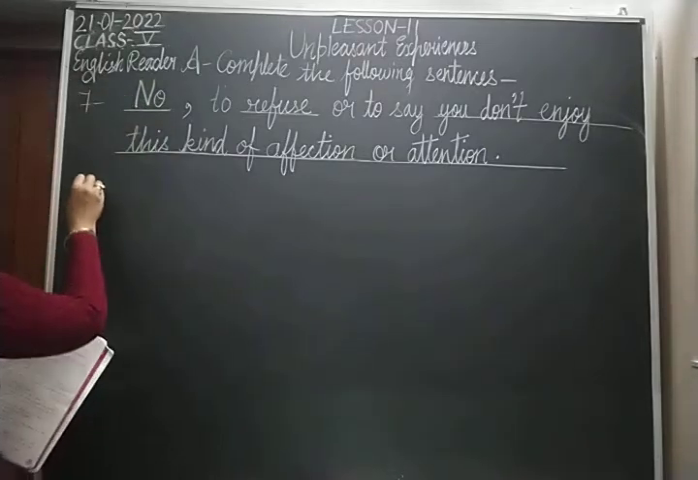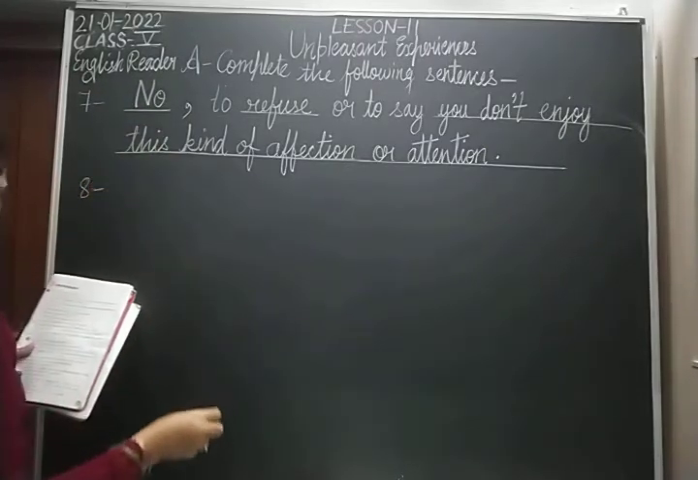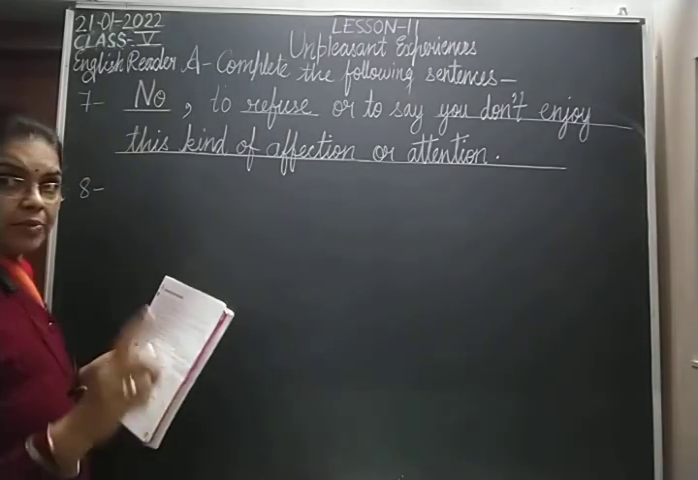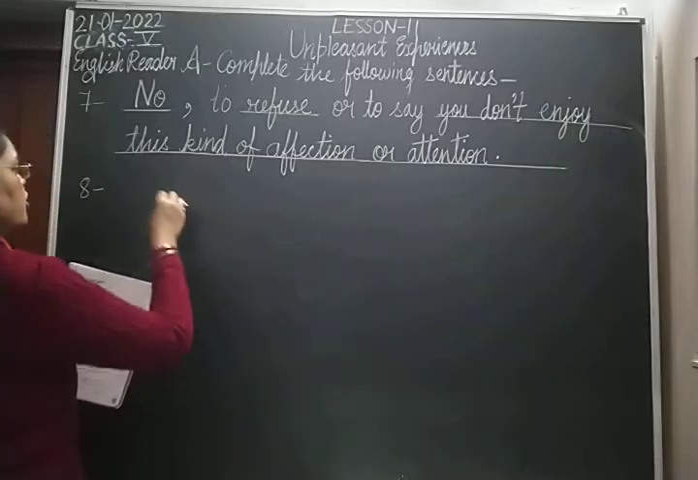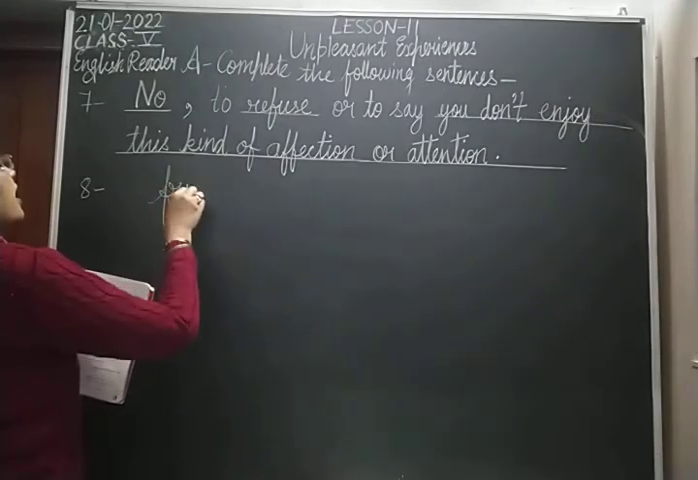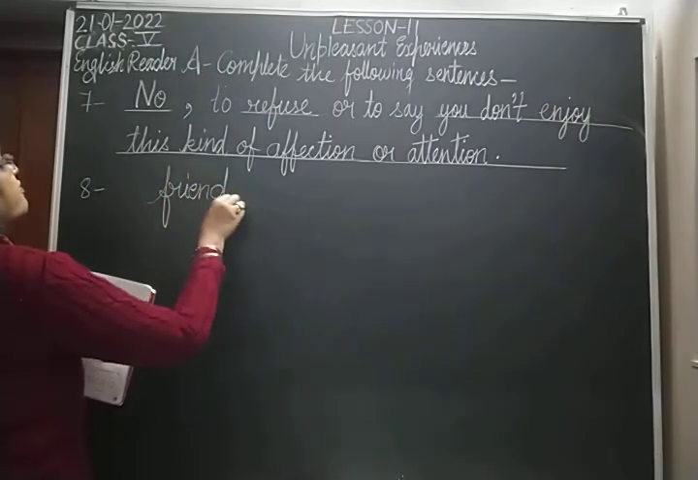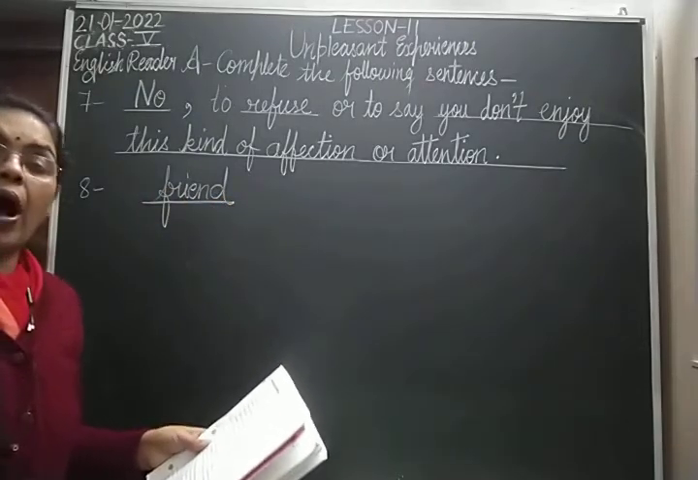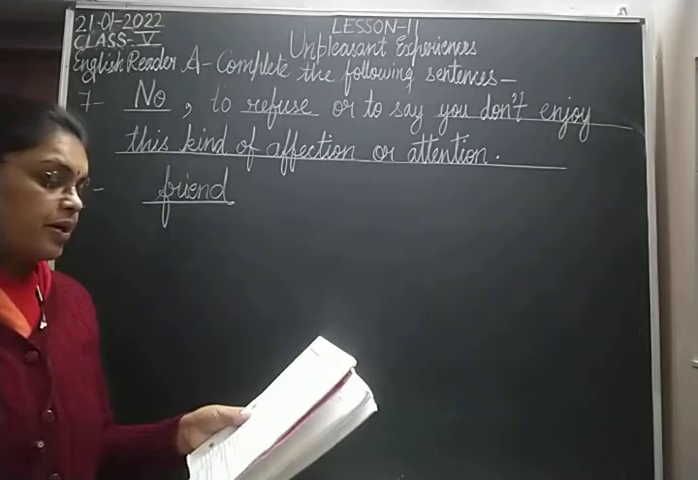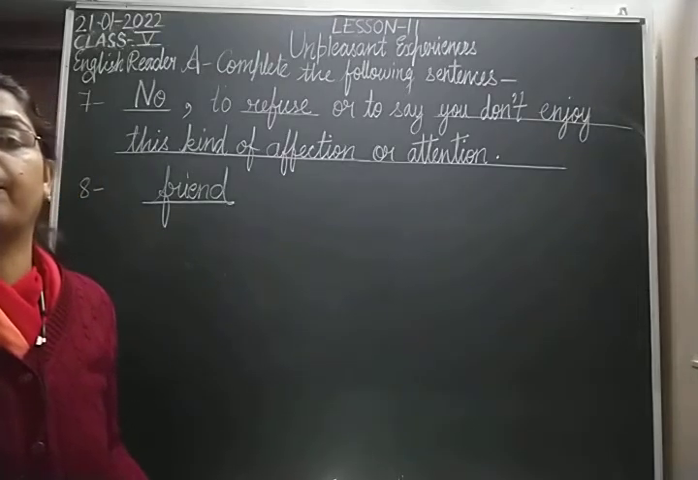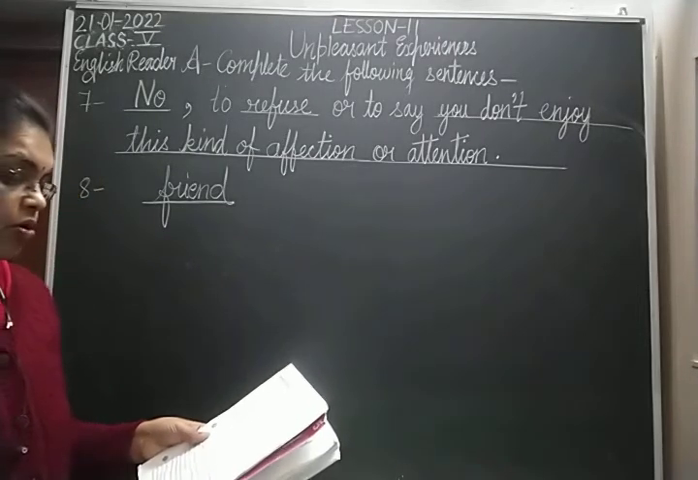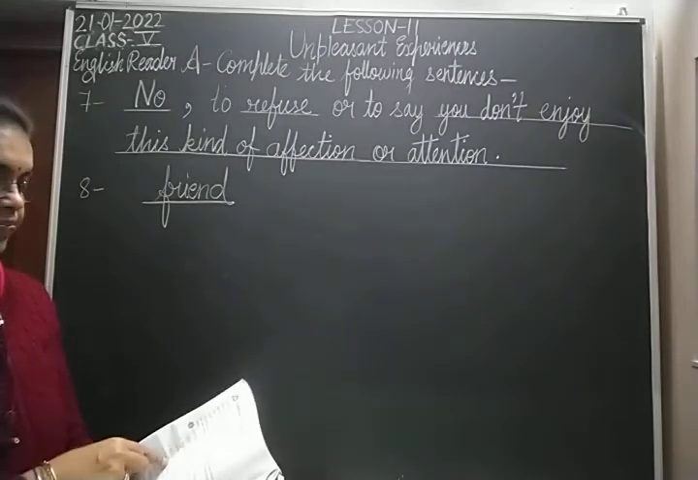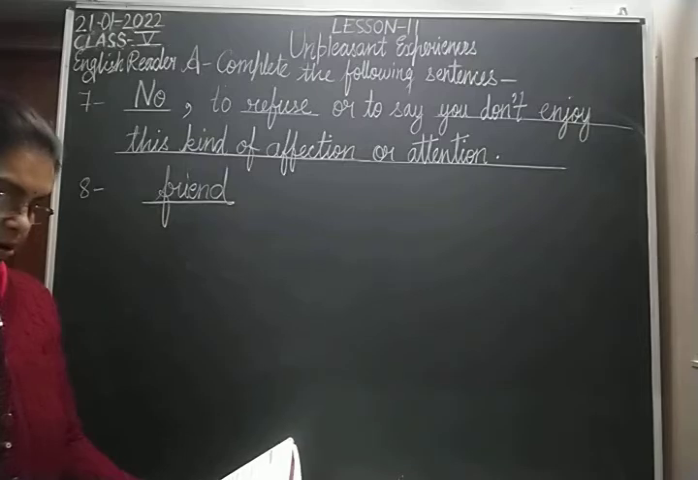Then the last fill in the blank is a person who asks you to do things that are forbidden. Forbidden means what is not allowed, is not your friend. So in the 8th blank you'll write friend. Clear? A person who asks you to do things that are forbidden is not your friend. I hope all of you have completed, children, these 8 sentences in the book.